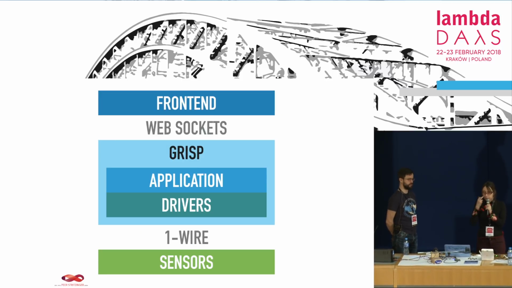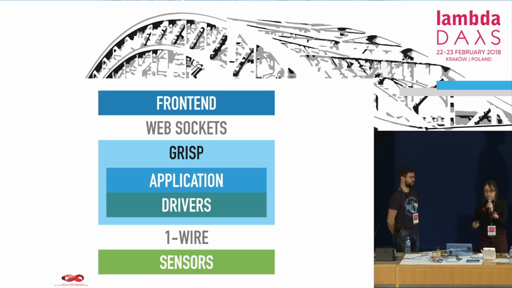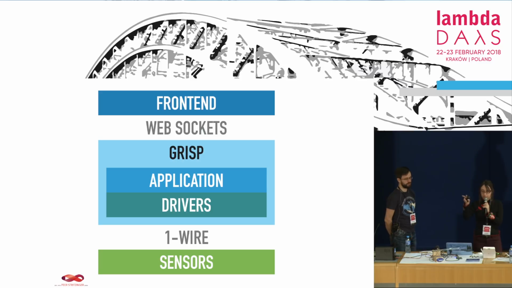And this is an overview of the software stack of this prototype. As you can see, there is a GRiSP board, there are the sensors, and there is a front end. So the way this works is the GRiSP board has these sensors connected through the one-wire protocol, and drivers for this get information from these sensors, and then they give this information to the web application, which also runs on the GRiSP embedded board. And that application sends this information back through WebSockets to the front-end application.